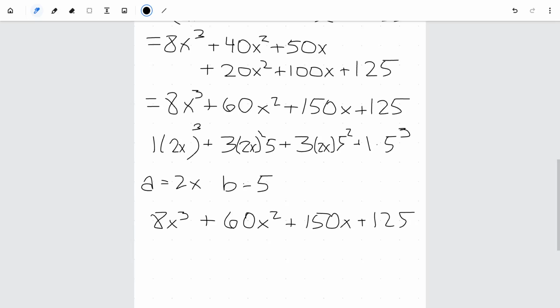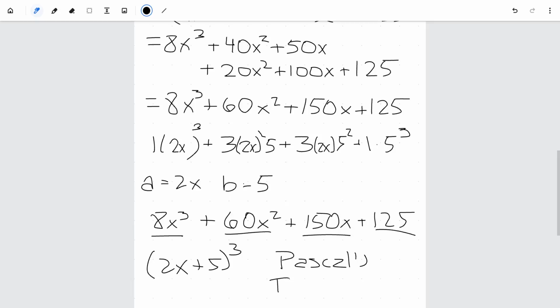I kind of went about this in a roundabout way, but you should be able to arrive at these coefficients from (2x+5)^3 a lot easier if you leverage Pascal's triangle. Hopefully this makes your binomial expansions a little bit easier and less time consuming going forward. Let me know if you have any questions.